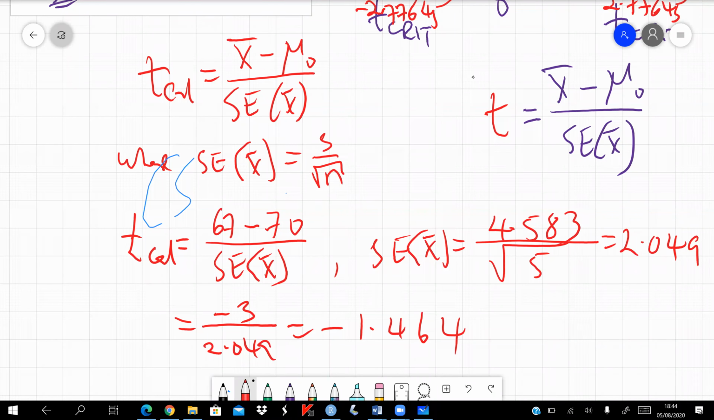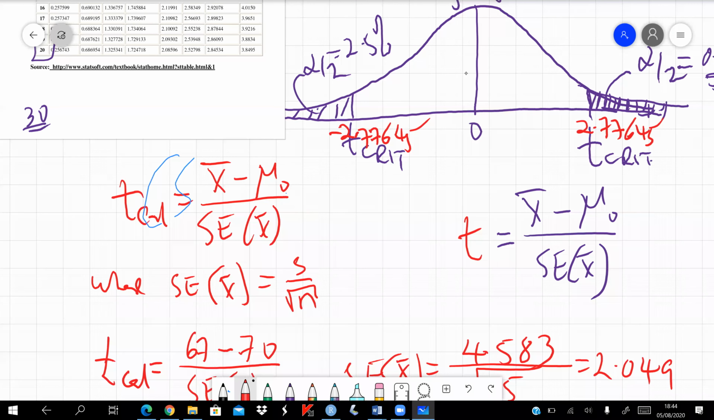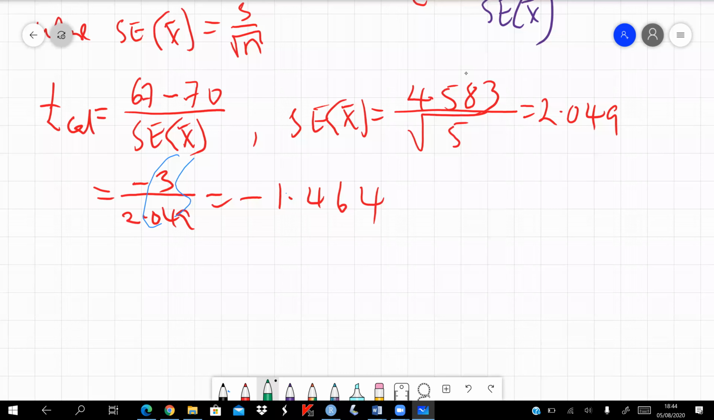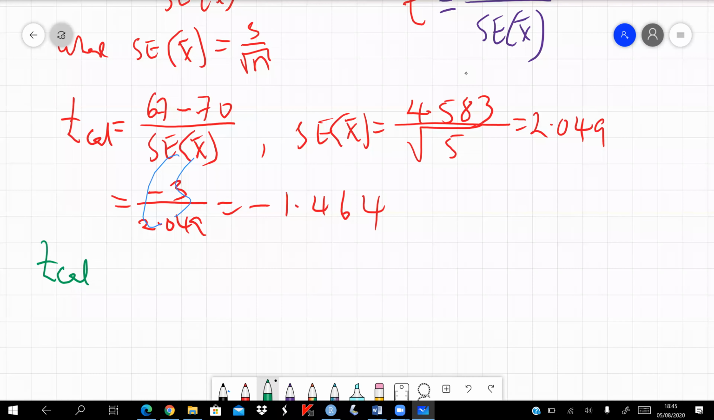So now let's see where this value is falling. It is either in the acceptance region or in the rejection region. We go back to our diagram here, and we try to locate that value of minus 1.46. It will be somewhere in the acceptance region. So we say that T calc, which is minus 1.464, falls in the acceptance region.